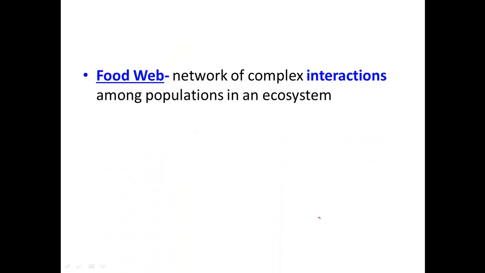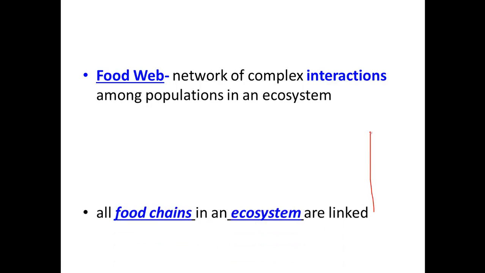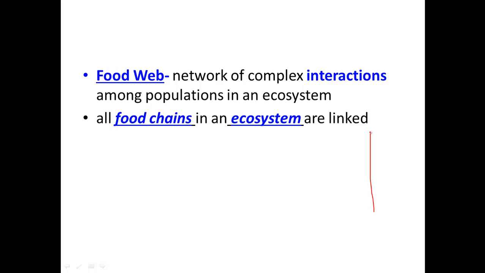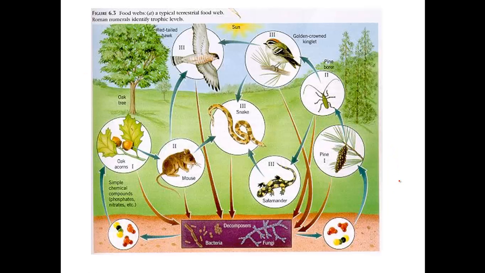Now, food web is a little bit more confusing. It's not just one link going up. It is all of the food chains in an ecosystem linked together. So think of a spider web, which is a lot more complicated than just a piece of string. A web is going to go this way and this way and that way and that way. And that's exactly what a food web is. Here we have a food web. Look at all these arrows going all over the place.